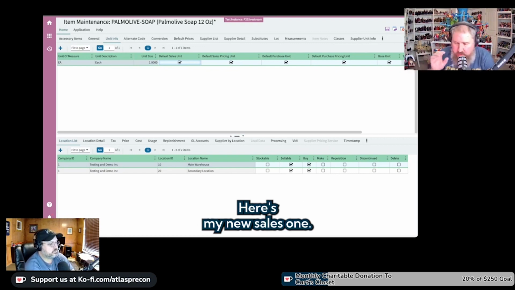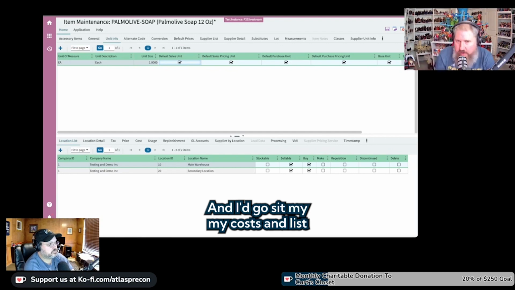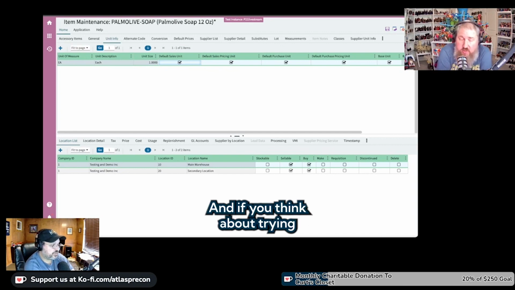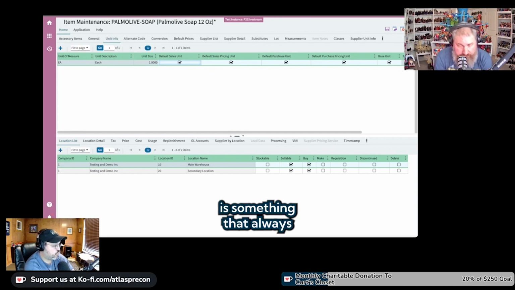Here's my new purchasing unit. Here's my new sales one. And I'd go set my costs and lists accordingly and then go do my adjustment back in. It's a pain. Yeah. And if you think about trying to do it on a high volume item, oof, something that always has sales orders open on it, seriously, err on the side of setting your base smaller because it's way easier to recover from that.